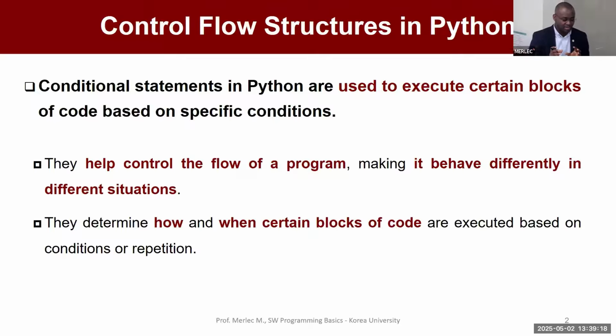This helps to control the flow of a program by making it behave differently depending on the situation. So the conditional statements determine when a certain block of code or statements in the program can be executed, on which condition, and if they should be repeatedly executed. So we need to use the loop instruction that will be controlling the flow of the execution of a program.